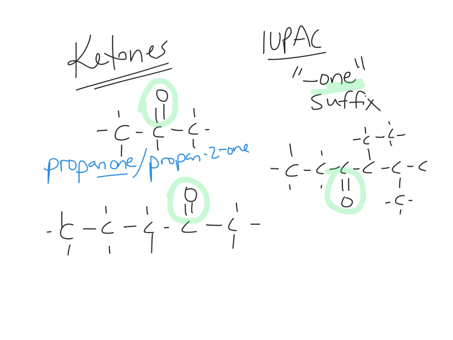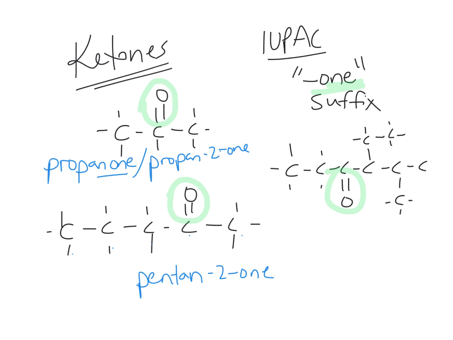Down below that, we have 1, 2, 3, 4, 5 carbons in this structure. So this is going to be a pentanone. We have to name the position of the carbonyl group here. So it's going to be on carbon 2. So it's going to be pentan-2-one. Okay, and there's no substituent, so that's it, pentan-2-one.